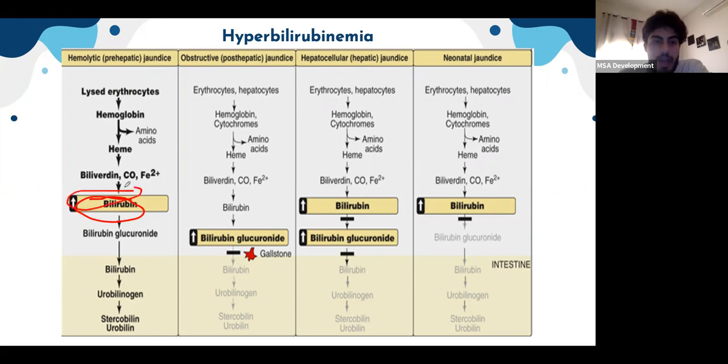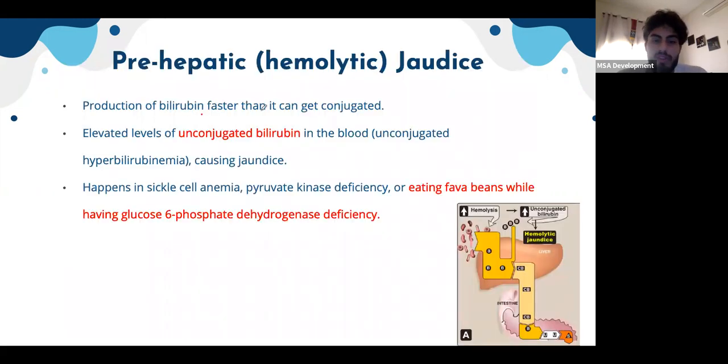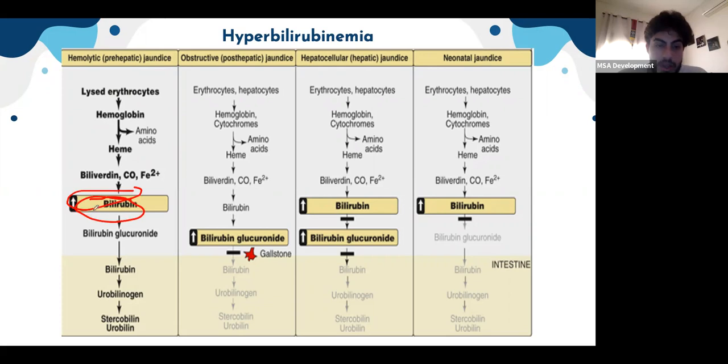How does that happen? It happens when there's production of bilirubin faster than it can get conjugated. So we have increased production of bilirubin here, and it's getting produced more than we can excrete. So here there is no deficiency in the enzymes. It's just getting produced more than we are capable of working with, and therefore there's high bilirubin. Some of it is still getting conjugated in the liver and the intestine, but it's being produced at a faster rate, and this is why we have high bilirubin in prehepatic jaundice.